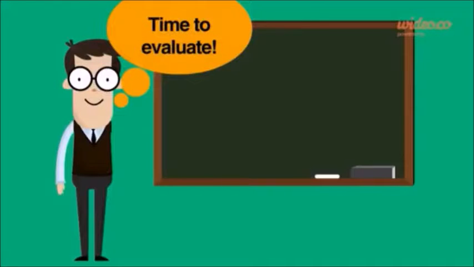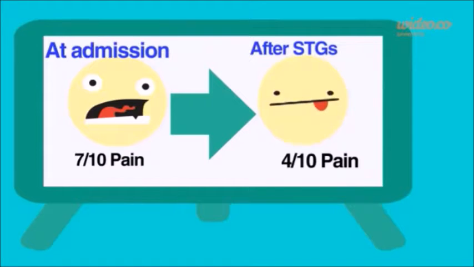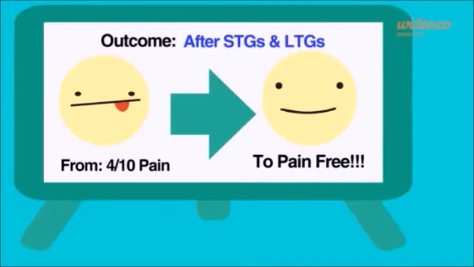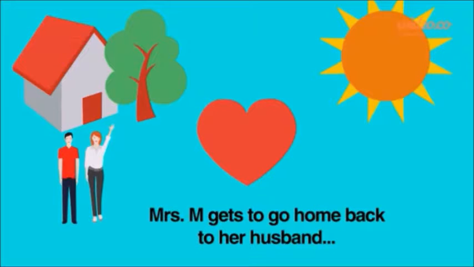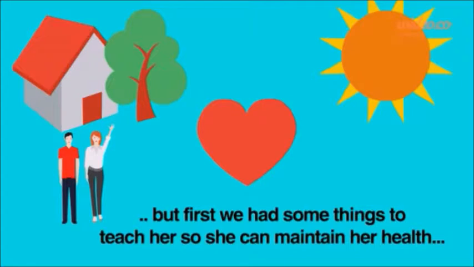So let's see how the interventions worked. Mrs. M met the short-term goal of having less than 7 out of 10 pain when she told us that she now has 4 out of 10 pain. Mrs. M also met the long-term goal of having no pain at discharge. So Mrs. M gets to go home feeling better.